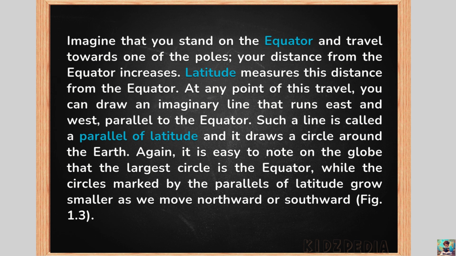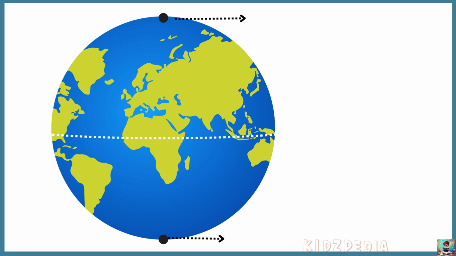Again, it is easy to note on the globe that the largest circle is the equator, while the circles marked by the parallels of latitude grow smaller as we move northward or southward, figure 1.3. So now we are going to learn what is latitude.